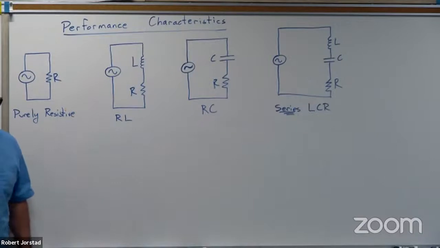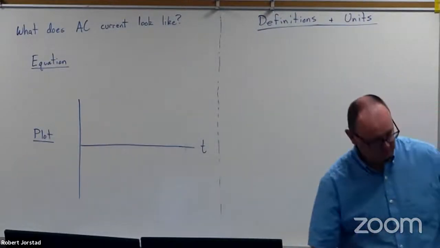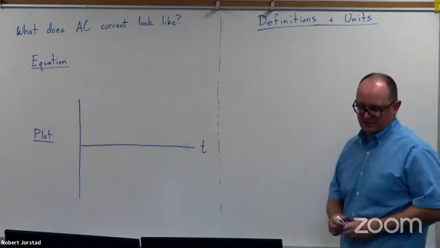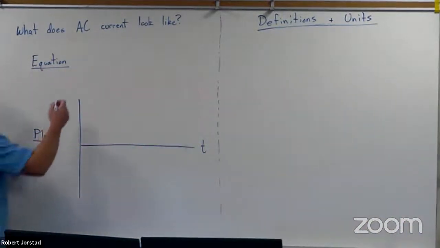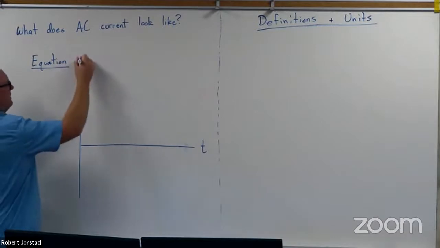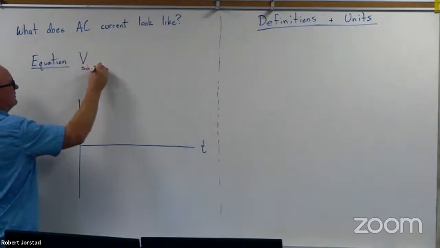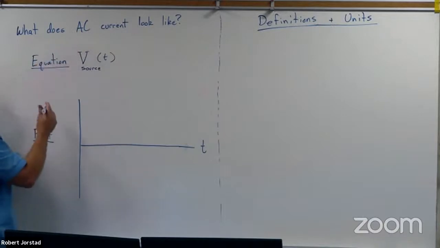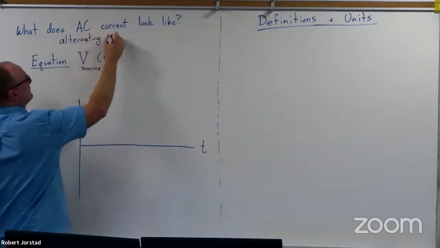But first, let's understand the basics here. So the equation that governs an AC source, we basically get a sine wave equation. So let's look at it. There's going to be a source voltage that's a function of time. Okay, AC meaning alternating current.